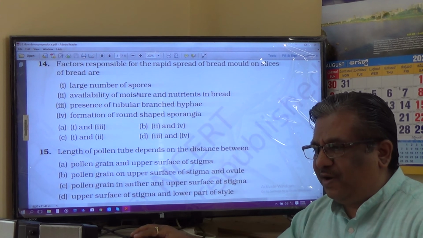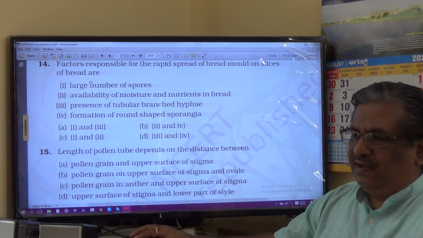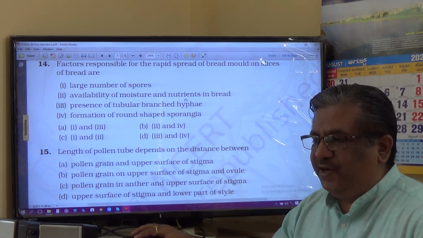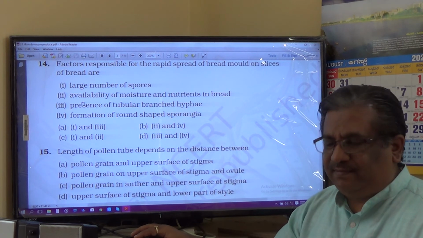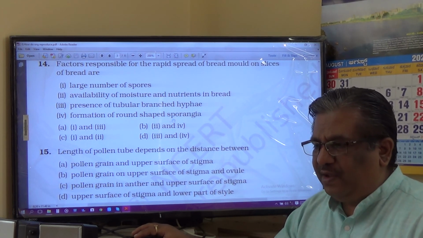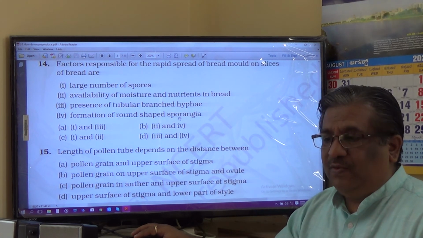Factors responsible for rapid spread of bread mold on slices of bread are large number of spores, availability of moisture and nutrients in the bread. I go with that. Let's check. Presence of tubular branched hyphae, formation of round shaped sporangia. Oh, let's see here.